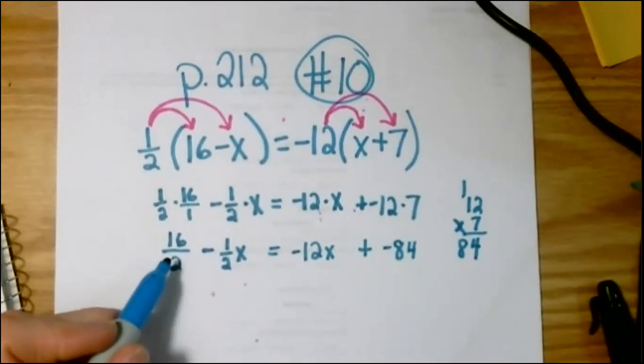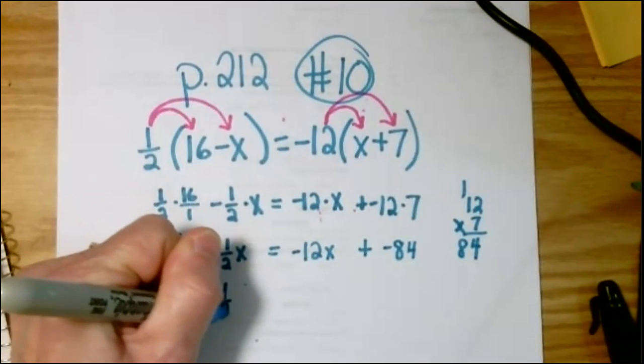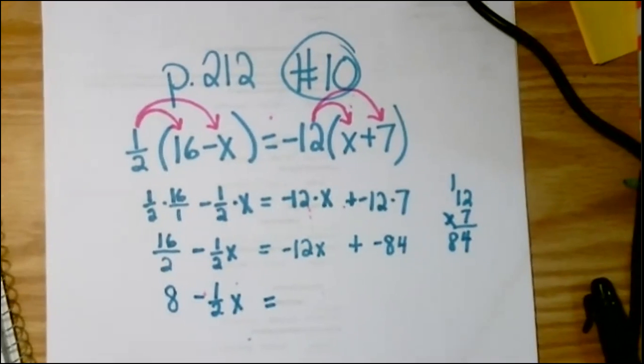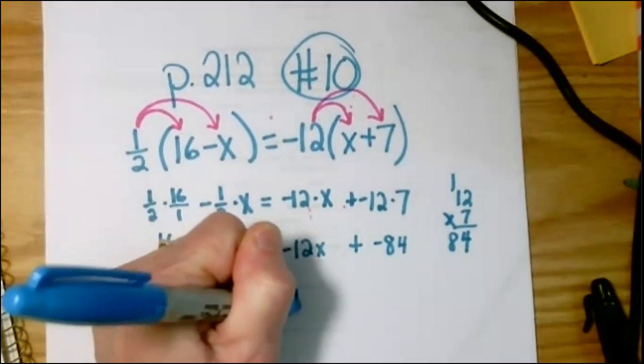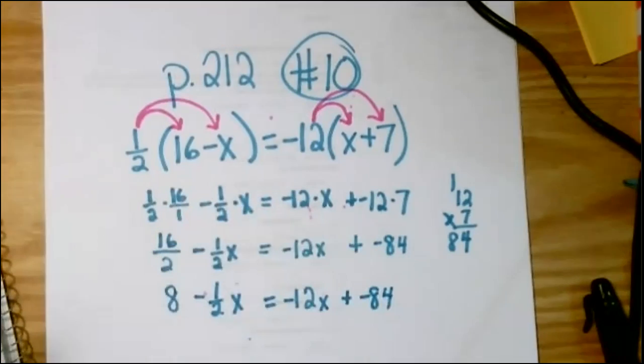Now, what is 16 divided by 2? 8 minus 1/2 x. And again, I'm going to say one step at a time is the best way to approach this when you have a lot going on. Negative 12x plus negative 84.